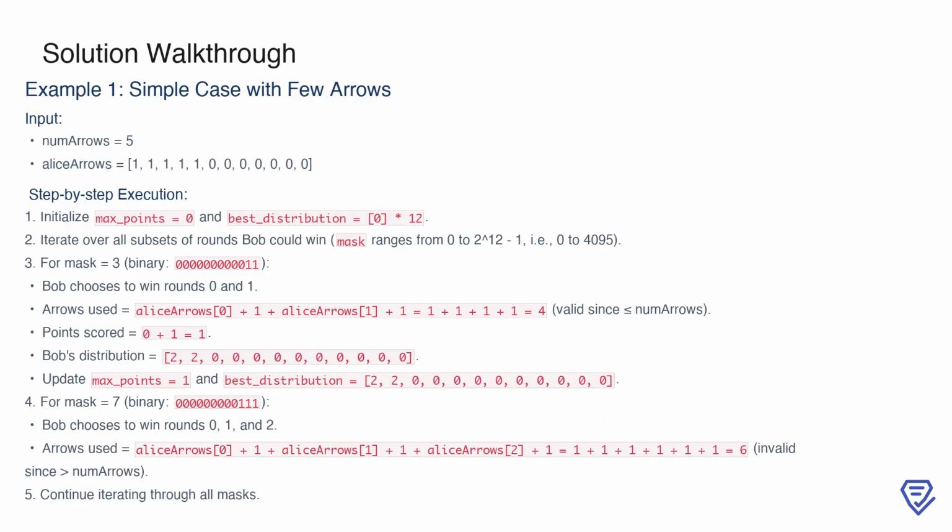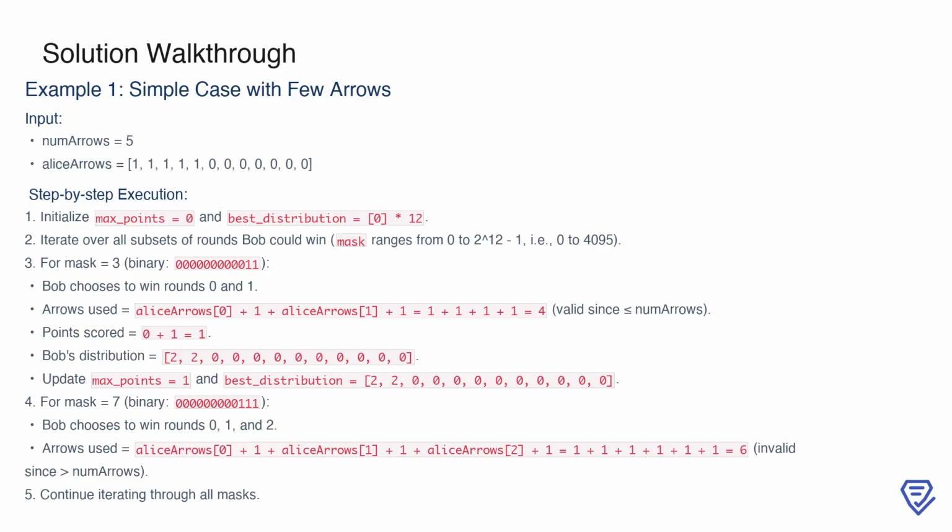To solve this problem, we start by initializing 2 variables, max_points to 0, which will track the maximum points Bob can achieve, and best_distribution to an array of 12 zeros, representing Bob's distribution of arrows across the rounds. The key idea here is to iterate through all possible subsets of rounds that Bob could win, represented by mask, which ranges from 0 to 2 to the power of 12 minus 1, or 4095 in decimal. Each bit in the mask indicates whether Bob is attempting to win a specific round.